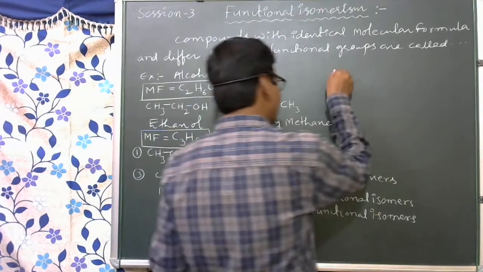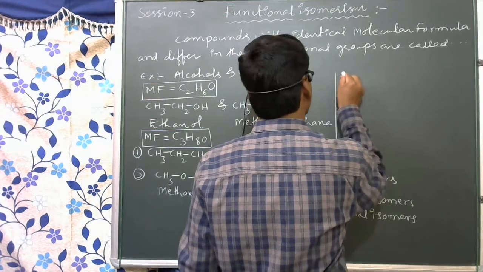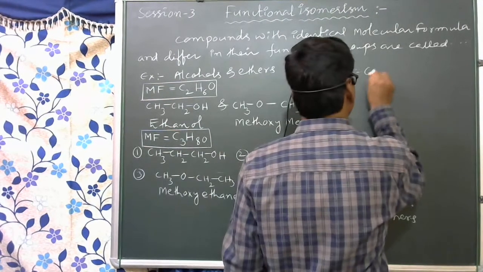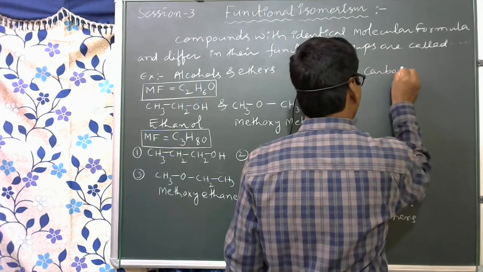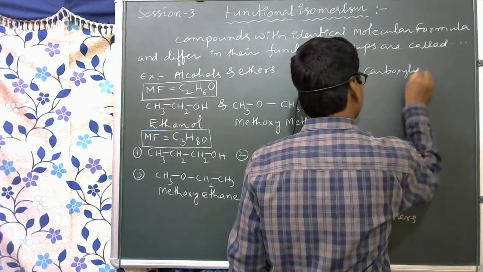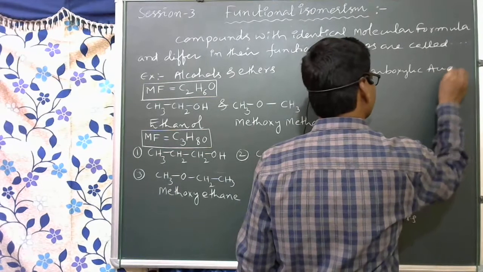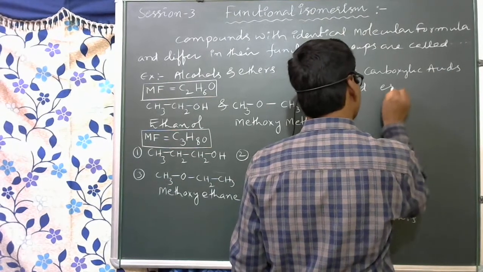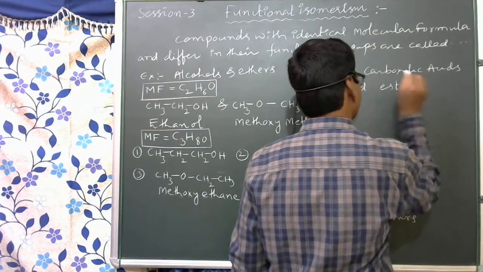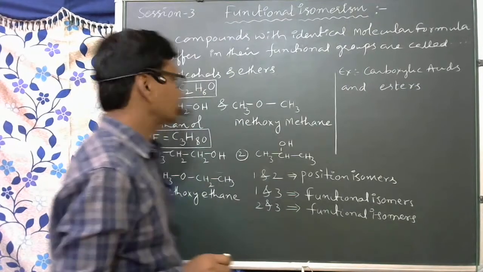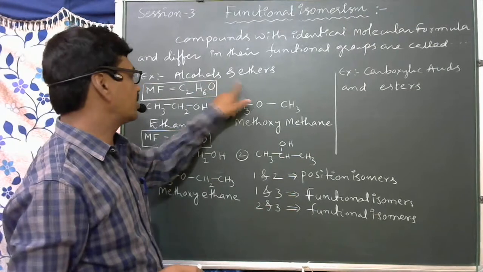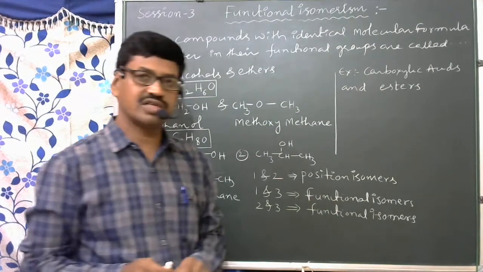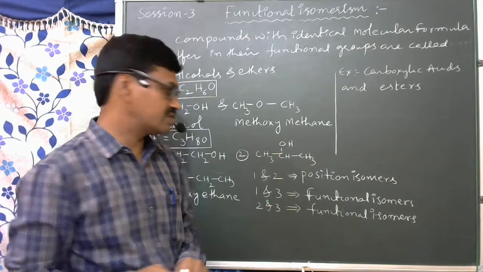Then the second example I am giving here: carboxylic acids and esters. This is another combination. Alcohols and ethers are functional isomers. Similarly, carboxylic acids and esters are also functional isomers.